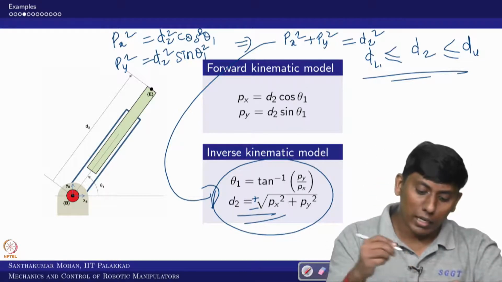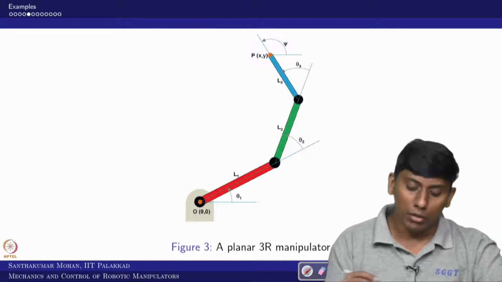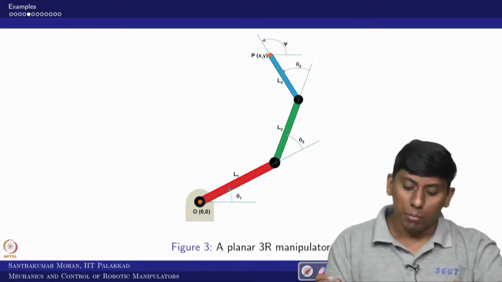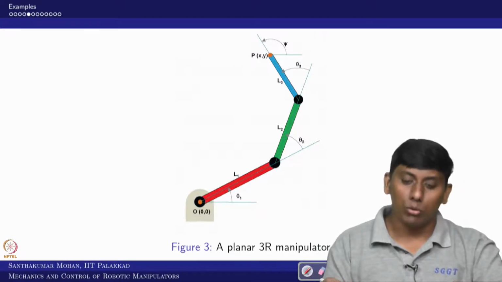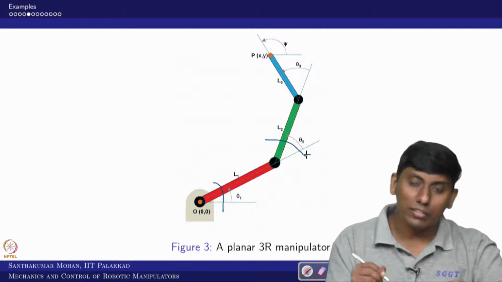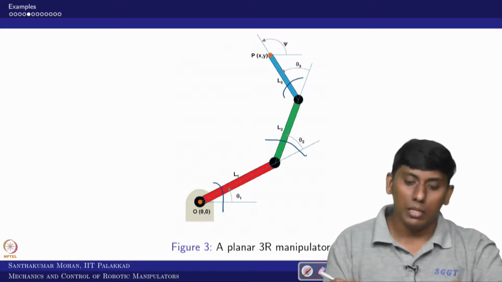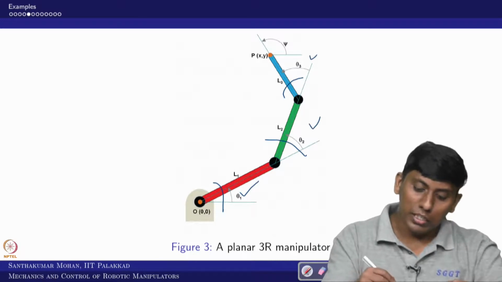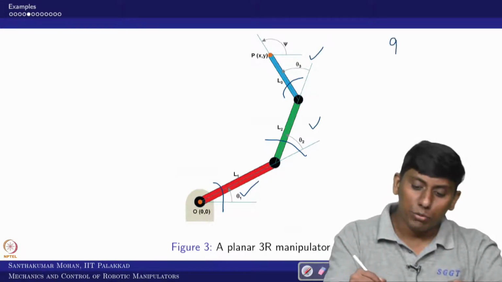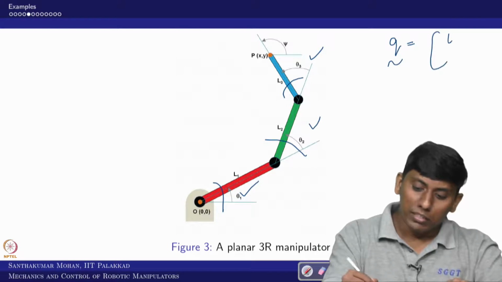We'll take another example. What example? You are still in planar, but you have, say, three rotary joints. So this is one rotary, this is the second rotary and this is the third rotary, where theta 1, theta 2, theta 3 are the joint variables. In the sense, your q vector would be theta 1, theta 2 and theta 3.